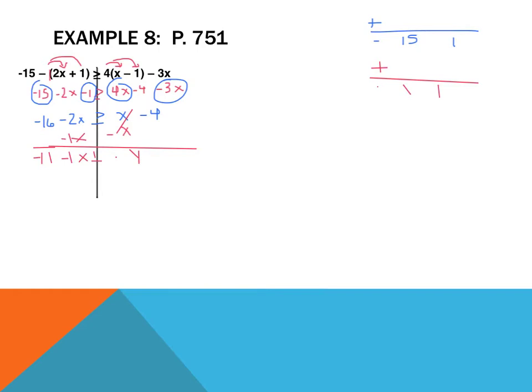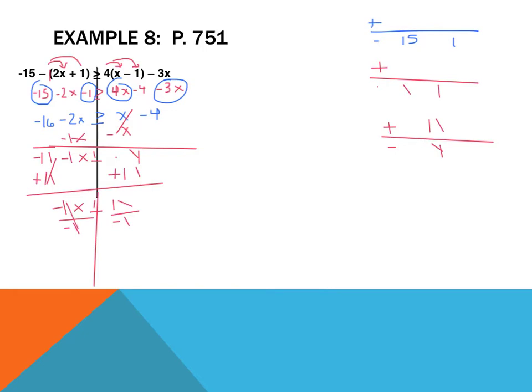So now I need my 3x by itself, so I'll cancel the 16 by adding it. Negative 3x is greater than or equal to negative 4, positive 16. So 16 minus 4 is positive 12. And then divide by negative 3. When I divide by a negative, I need to flip my inequality around so that x is less than or equal to negative 4.